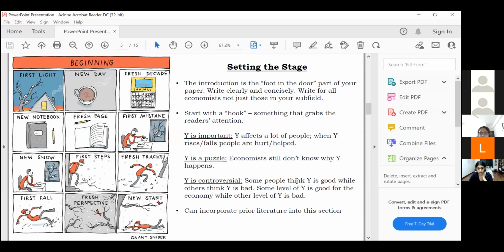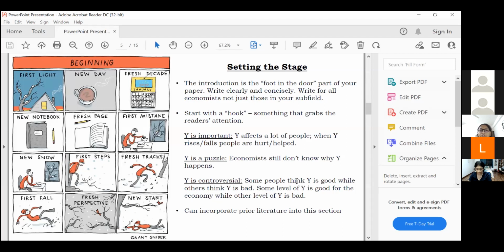And in order to get your foot in the door with the introduction, you need to start with something that grabs the reader's attention. There are several possible ways to do this. You could start by talking about an issue that is important. For example, unemployment is bad, it hurts a lot of people. There's an inflation-unemployment relationship: one rises when the other falls. You describe it, and by doing that, you're motivating the fact that the issue you're studying is important. That's your hook. It grabs the reader's attention.